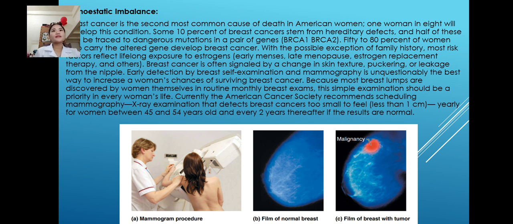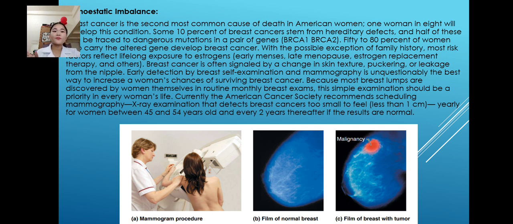So, a homeostatic imbalance of the female reproductive system is breast cancer. Breast cancer is the second most common cause of death in American women. One woman in eight will develop this condition.